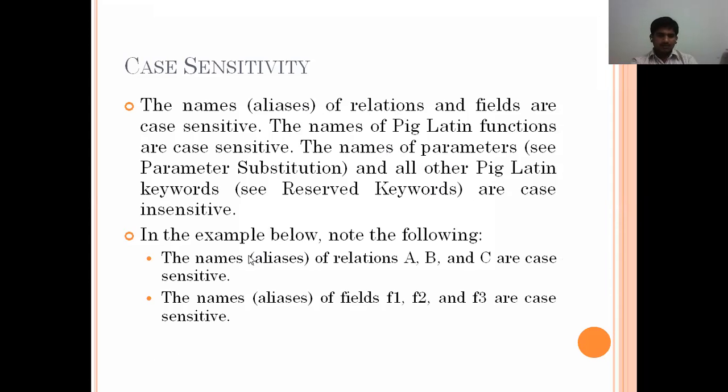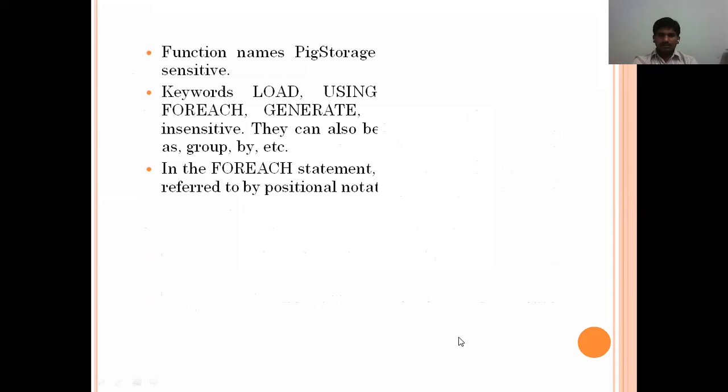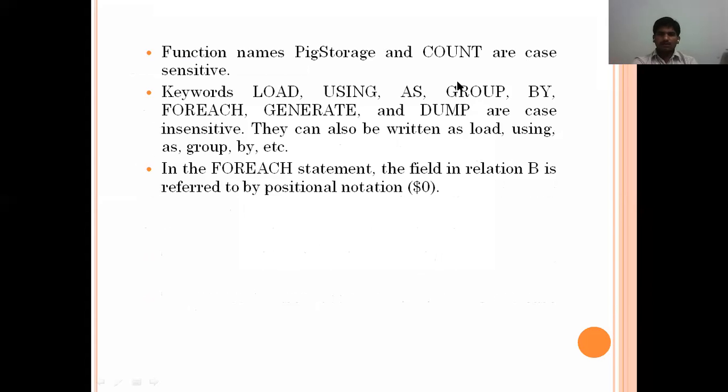In this example, we can show that A, B, C are case sensitive, and F1, F2 are case sensitive. Here A, B, C are capital letters. That is a relationship, which you have to mention in capital letters, and the fields you have to mention in small letters. So this is case sensitive; definitely you have to mention it like this. The third one is keywords. Keywords you may write in capital letters or small letters, and that is known as insensitive. We don't have any particular rule; we may use capital or small.